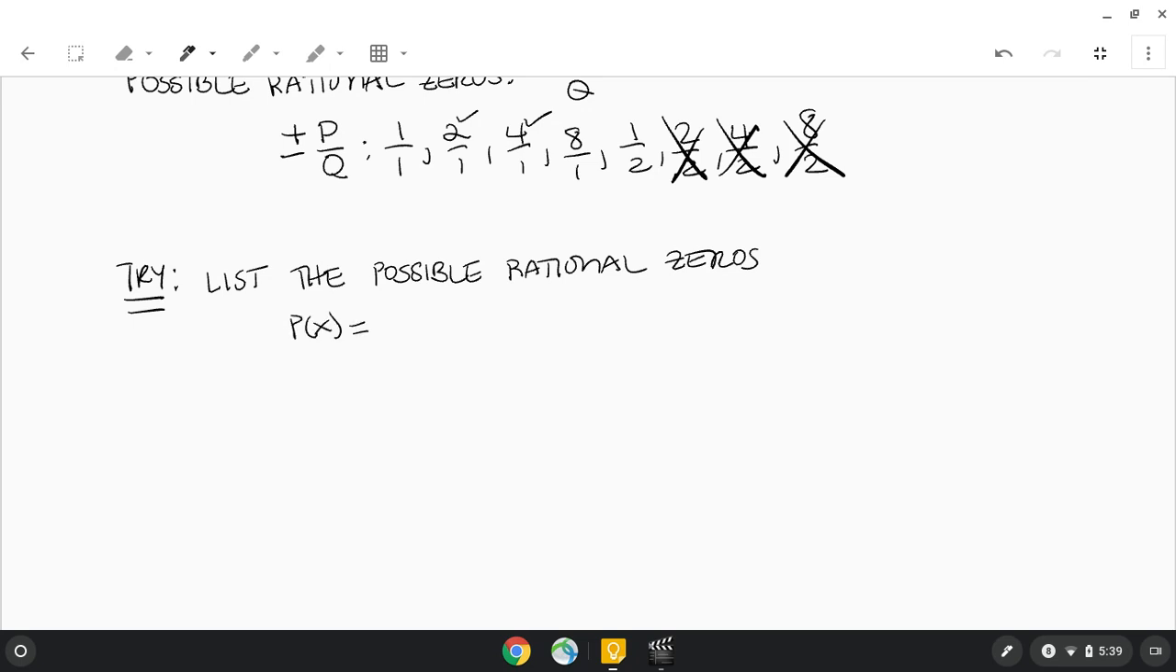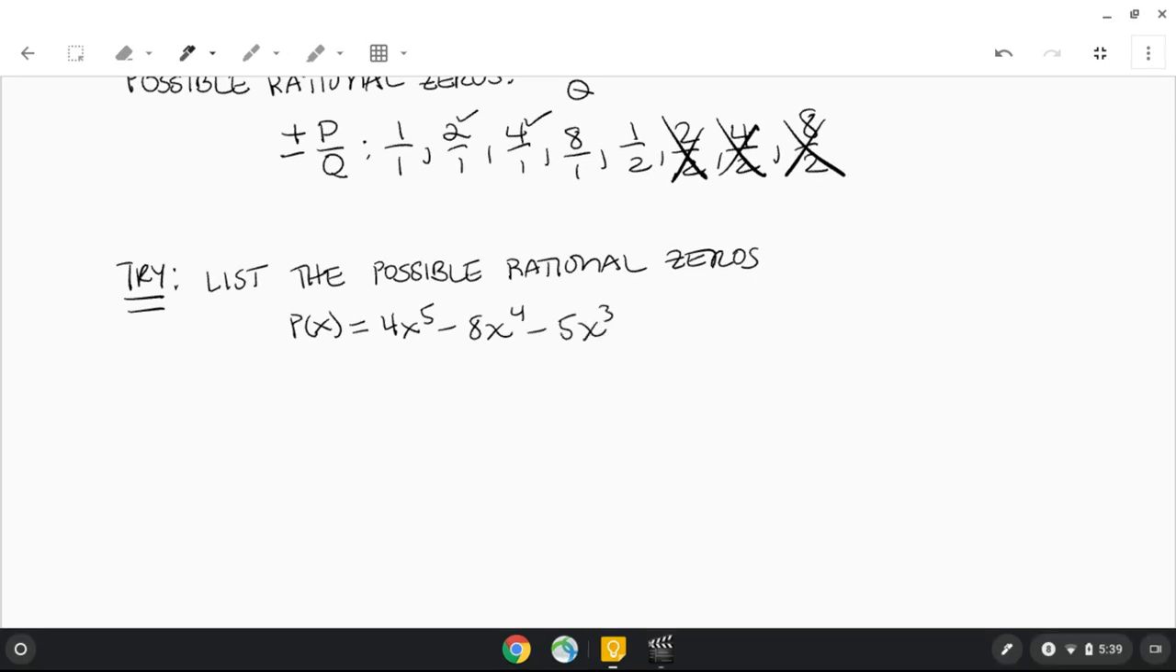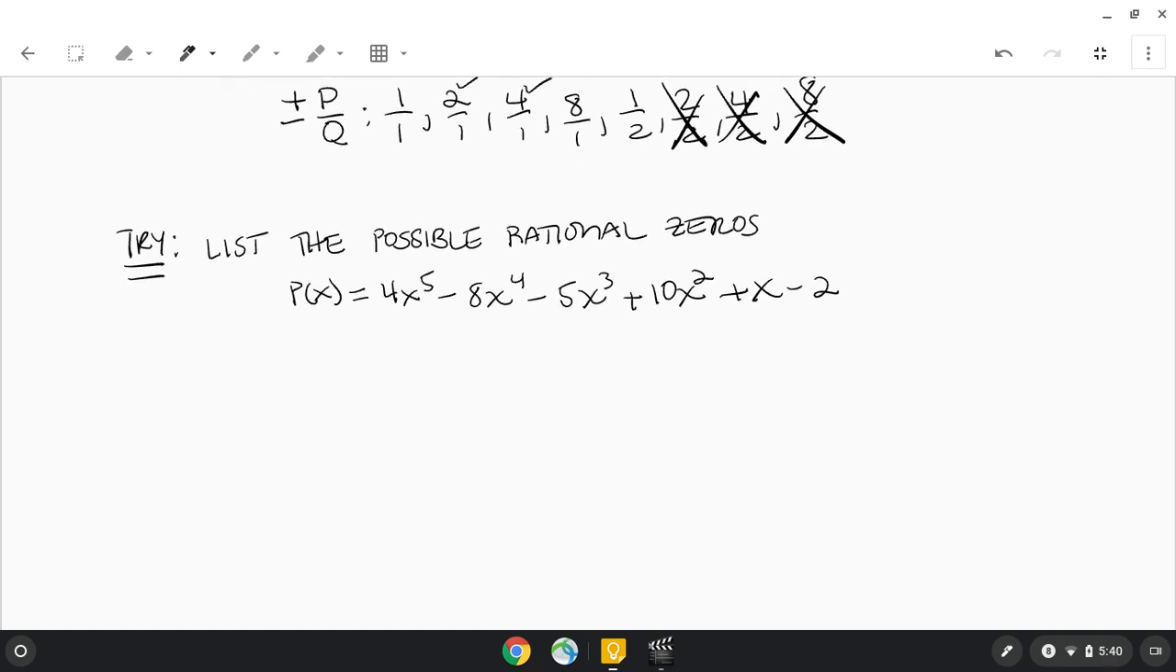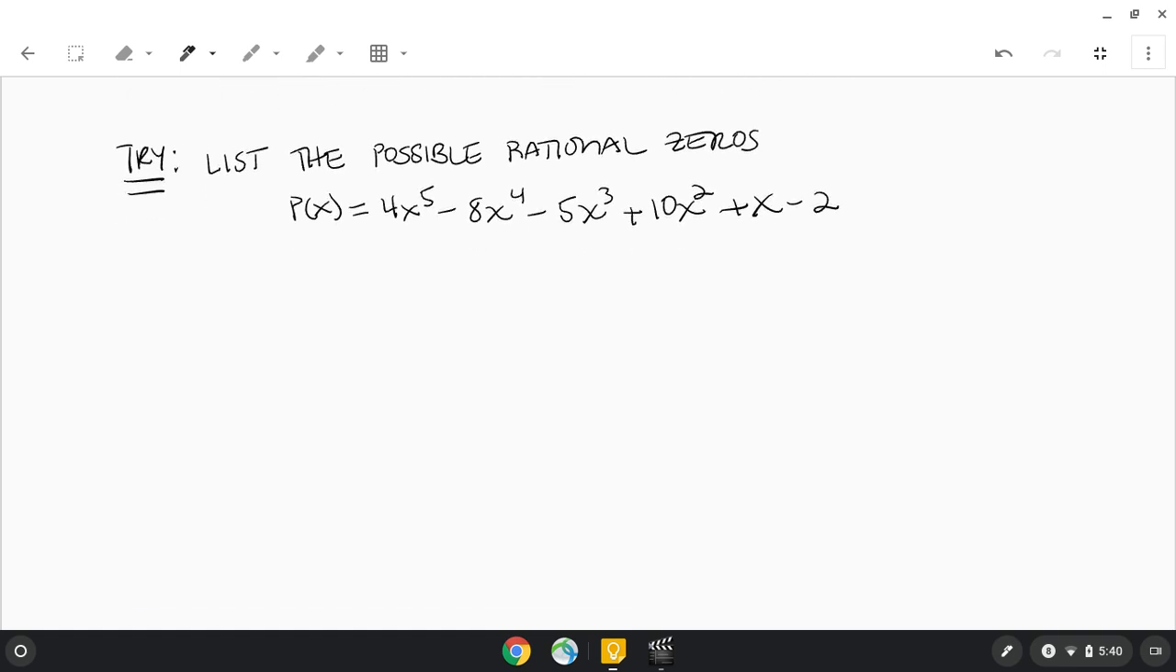Okay, suppose that you have this polynomial, 4x to the 5th minus 8x to the 4th. And by the way, yes, these do have to be in descending order. I'm not sure if all the problems will be in order for you in your homework. It's kind of cruel not to put them in order because there's so many little details here.